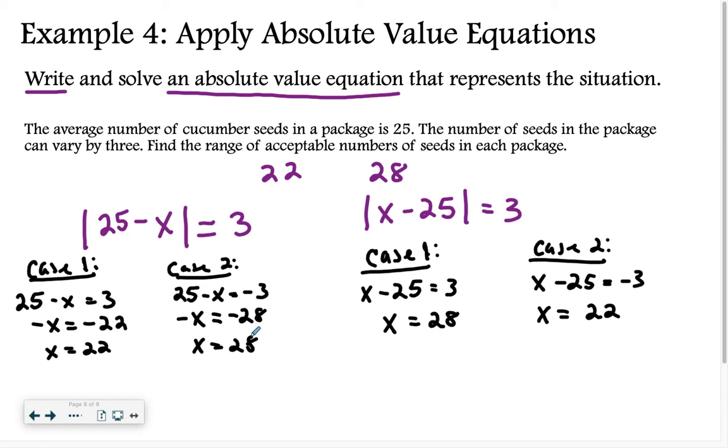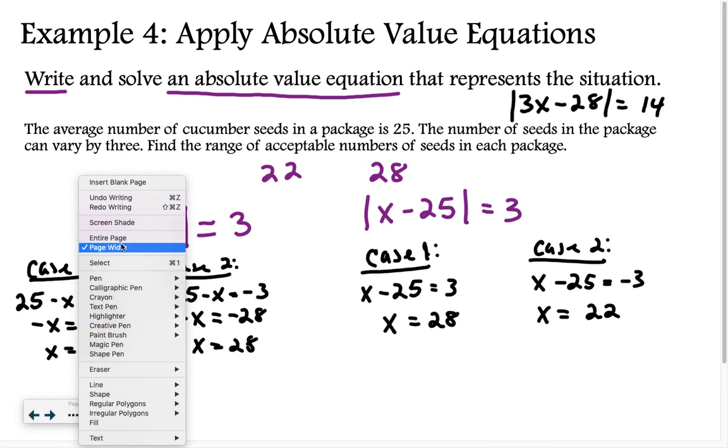However, if you get problems that are more complex, where you maybe have like 3x minus 28 equals 14. I don't know, I just totally made that up, okay? That's not going to work out as nicely as this instance, right? This one works out nicely because x is all by itself. It doesn't have a coefficient with it. So yes, this problem is straightforward and works out nicely in multiple ways, but not all of them do.